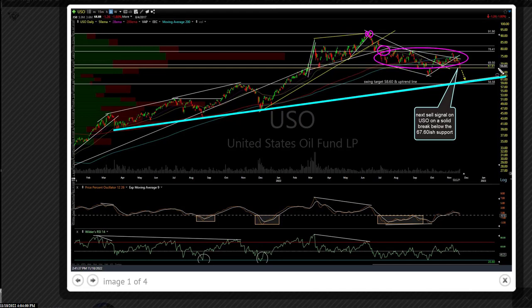67.61 is where I have the line. We'll call it 67.60, and you can see there we need to break that level, and that should bring us down to that final swing target from all the way back up here, which is 58.60, and/or the uptrend line here.